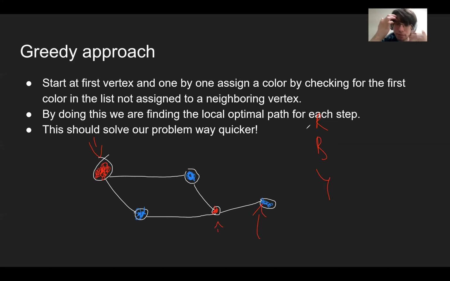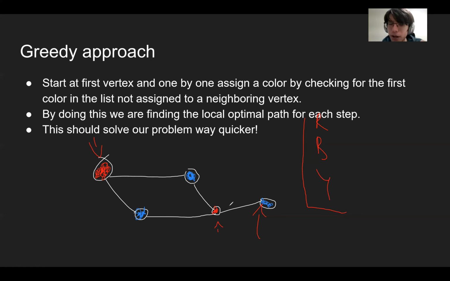And it's greedy because at every step, we're taking the earliest possible color in our color list. So whatever color is highest up in our color list, we just take that one if it's available, like if none of our neighbors have that one yet. And we keep doing that. And that's the greedy approach. And this actually solves the problem a lot quicker. It doesn't necessarily give the optimal solution, but it solves it a lot quicker.